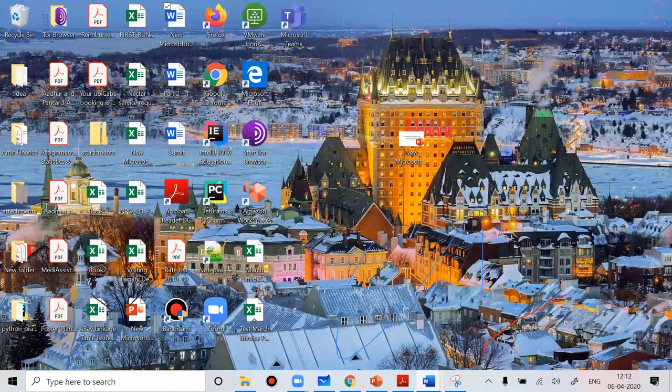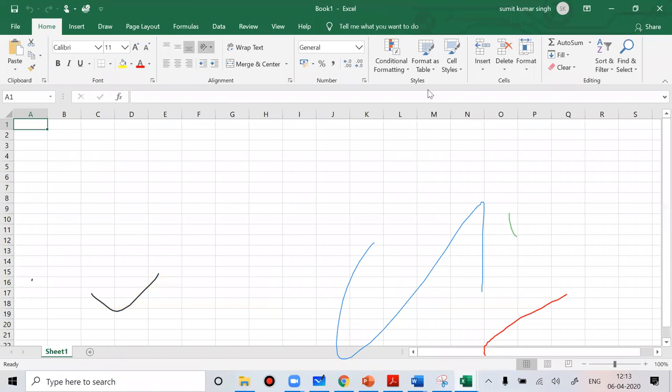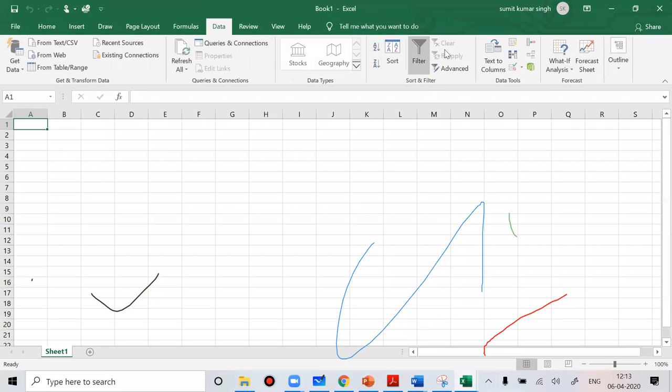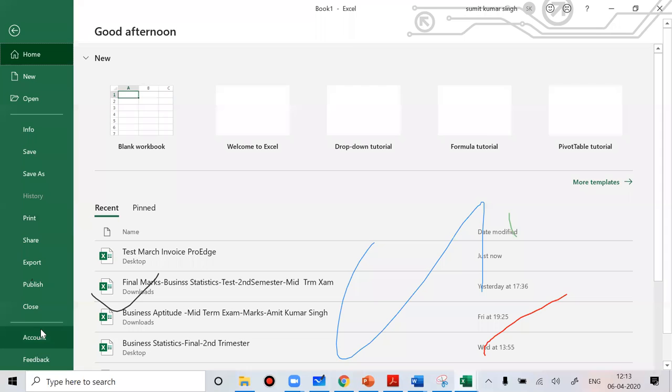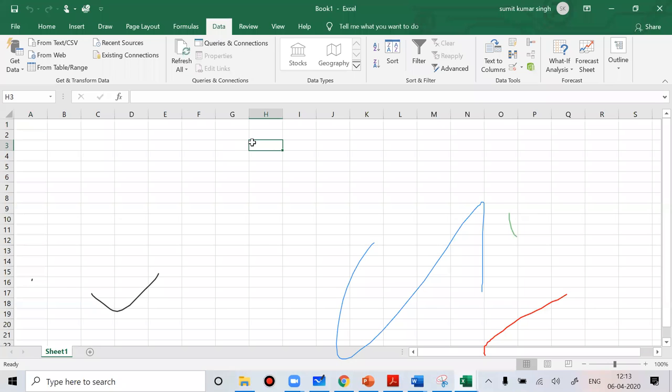In MS Excel, if you go to data, under data, what-if analysis, there's a function called solver. Through solver, you can solve. We need to install it. I'll make one video on how to use solver so that you can solve this problem. Solver is not important.